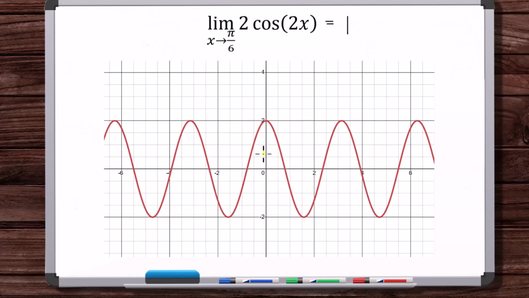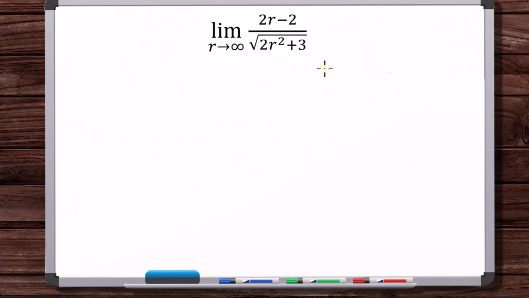So pi over 6 is right around 0.5, so somewhere around here. Okay, the limit as r approaches infinity of 2r minus 2 over the square root of 2r squared plus 3.